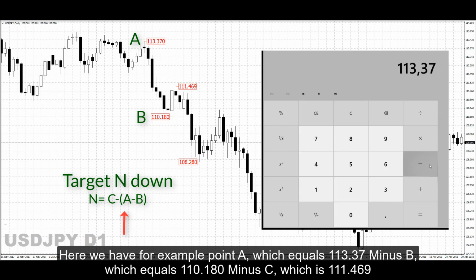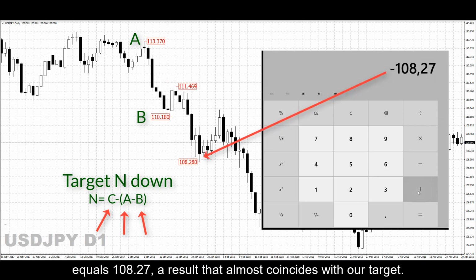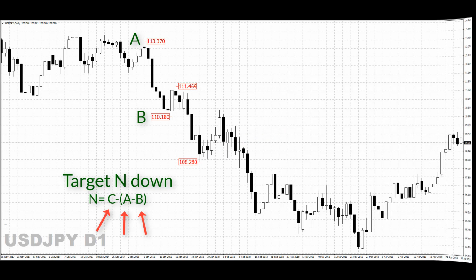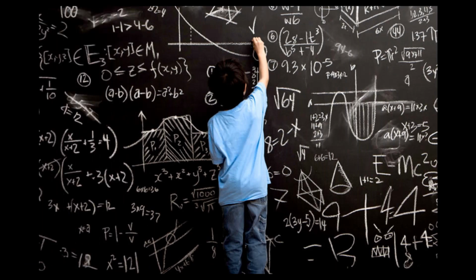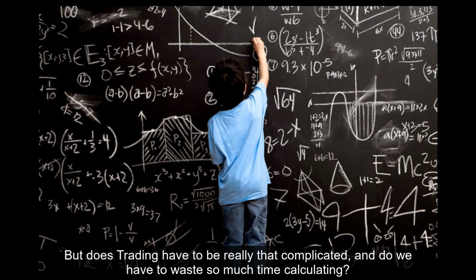Here we have, for example, point A, which equals 113.37, minus B, which equals 110.180, minus C, which is 111.469. Equals 108.27, a result that almost coincides with our target. But does trading have to be really that complicated, and do we have to waste so much time calculating?